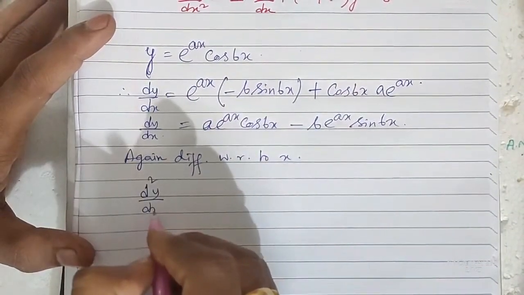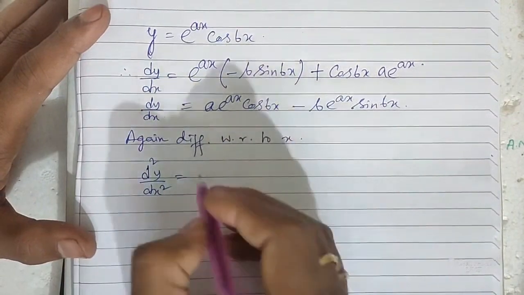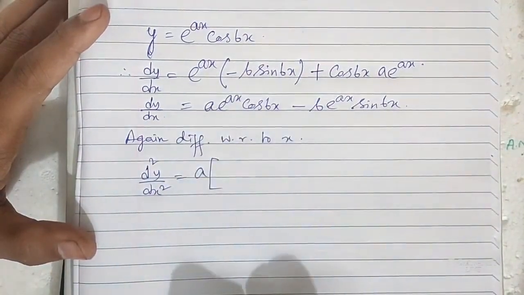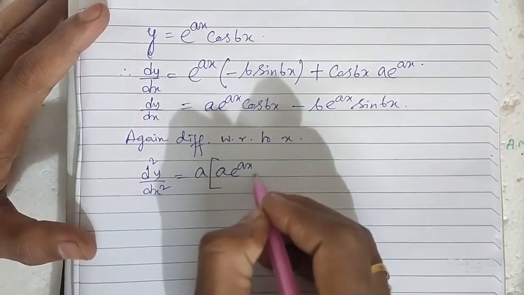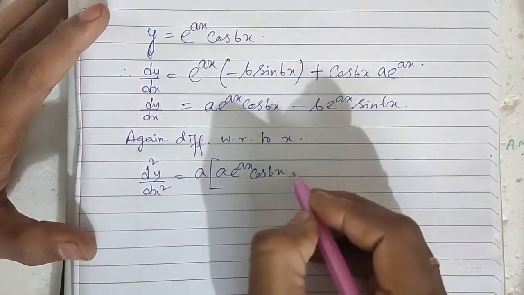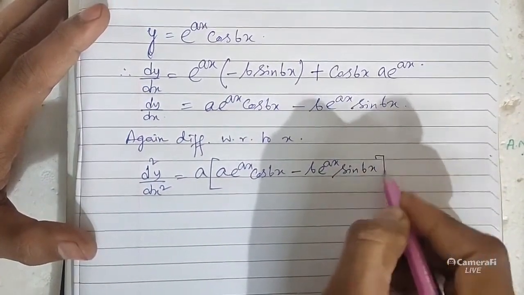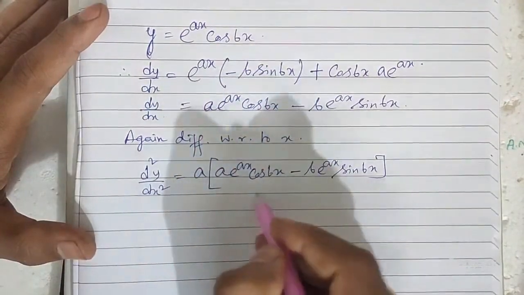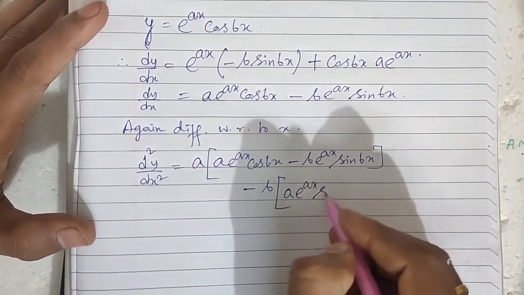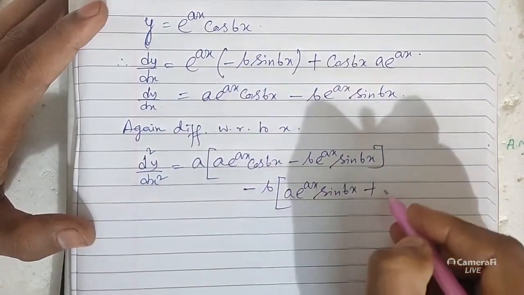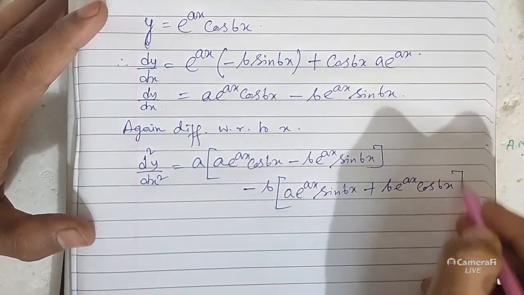So here d2y by dx2 equals, first this one, again here product rule, a is constant, that's why outside, e to the power ax. First I am doing for this: a e to the power ax cos bx, bx unchanged, minus b e to the power ax sin bx. This one done. Minus b, again a e to the power ax sin bx, unchanged, plus b e to the power ax cos bx, done.